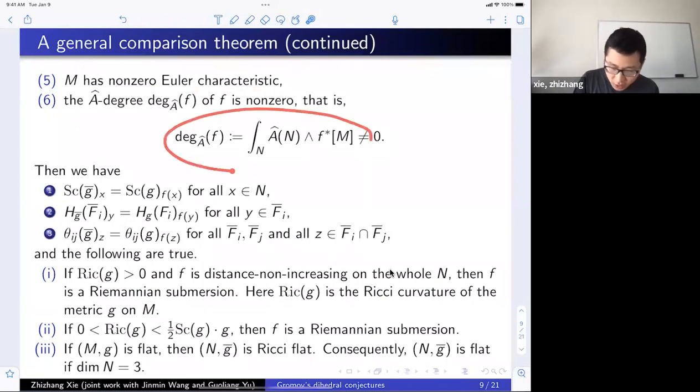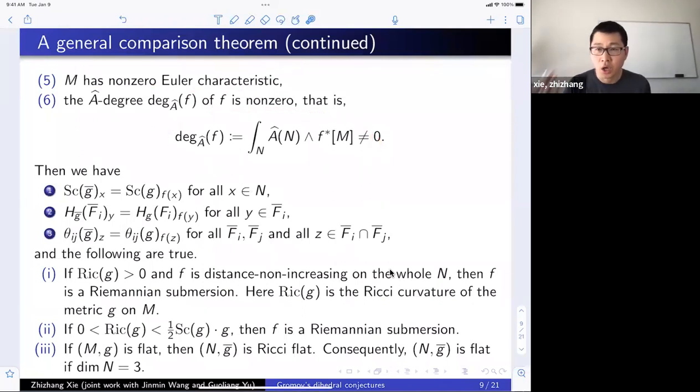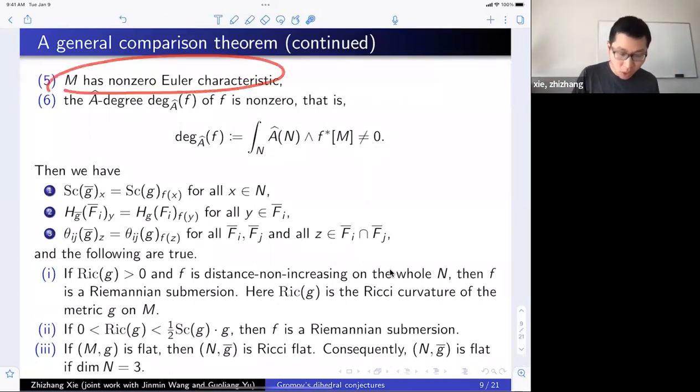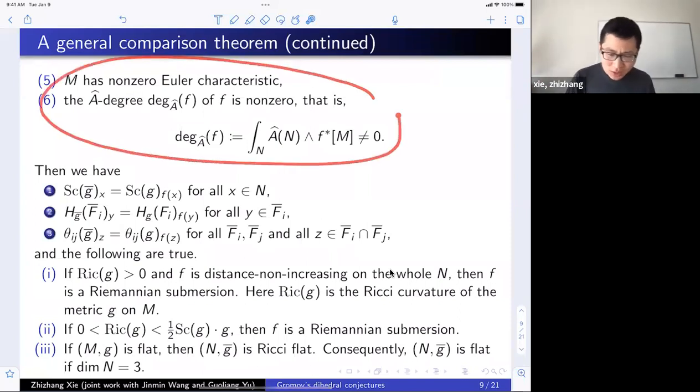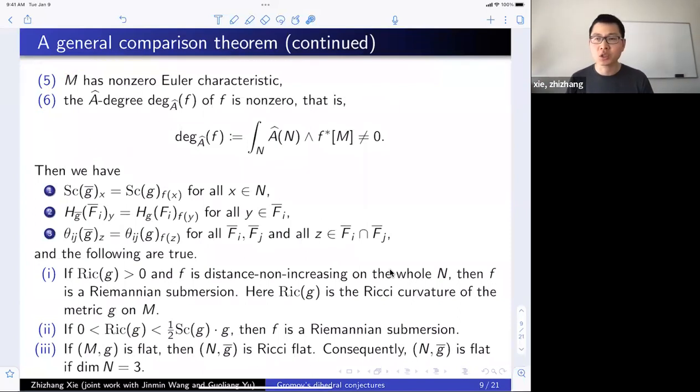So the Â degree is supposed to be non-zero. Now, again, in Gromov's original conjecture, these two conditions are automatic because we are dealing with a convex polyhedron. The Euler characteristic will be 1, and this map is essentially a diffeomorphism. So of course you would have degree 1 in that context. So now you would wonder, in a general context, why do we need these two conditions?